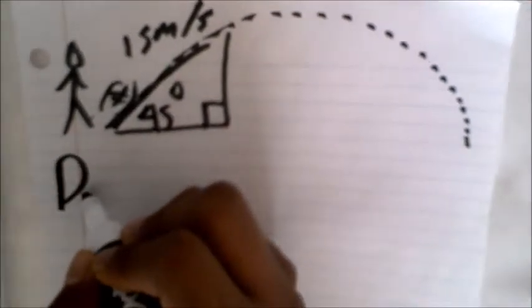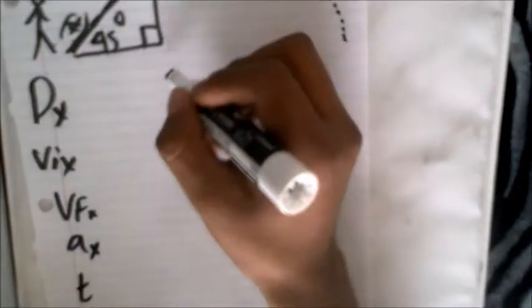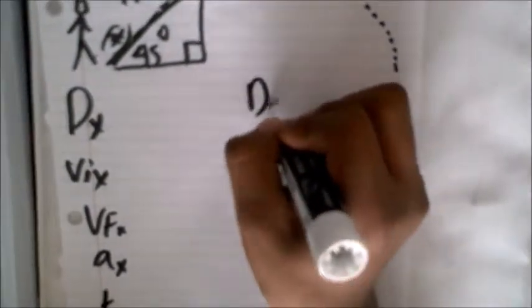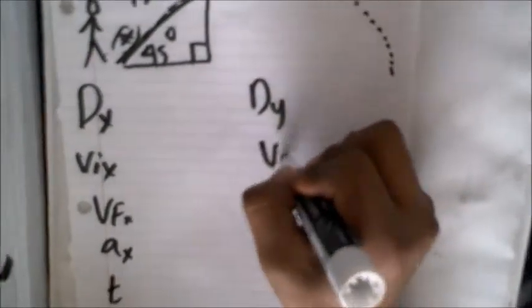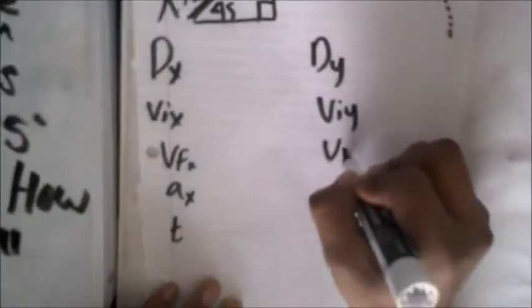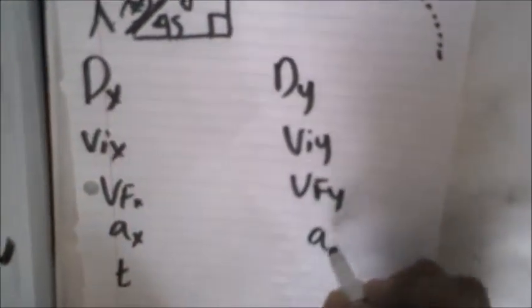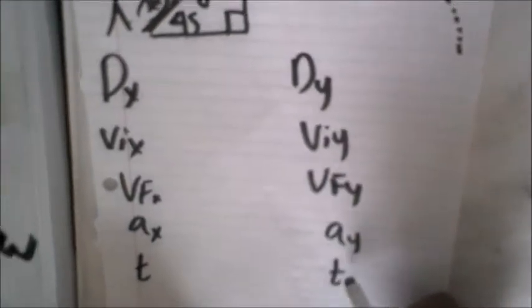So what we have to do first is label what we have, what we know, and what we need. So this is going to be d of x, v initial of x, v final of x, acceleration of x, and time of x. We don't need time of x because time of y and time of x would be the same, so we don't need to label that. What we also need to label is the d of y, v initial of y, v final of y, acceleration of y, and t of y.